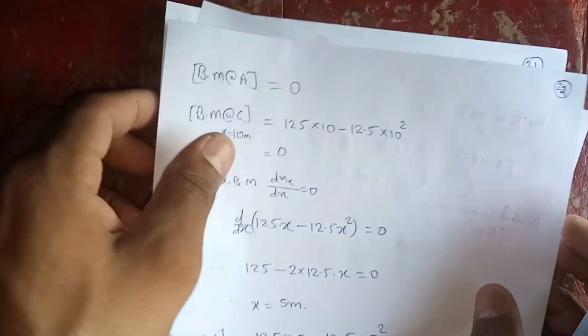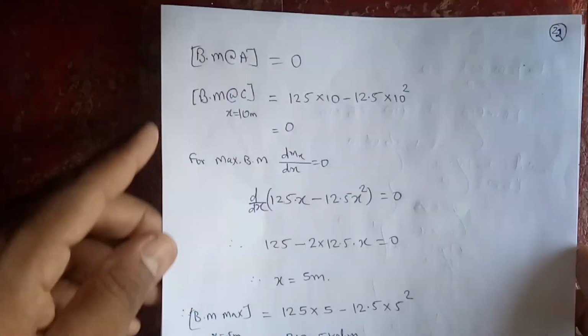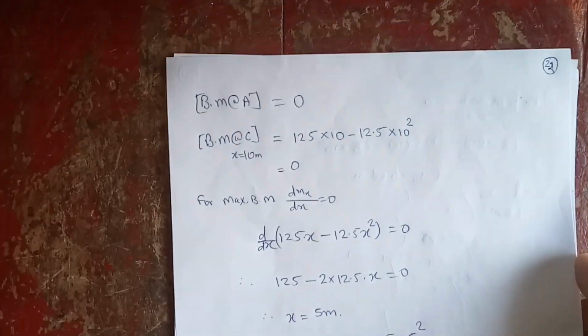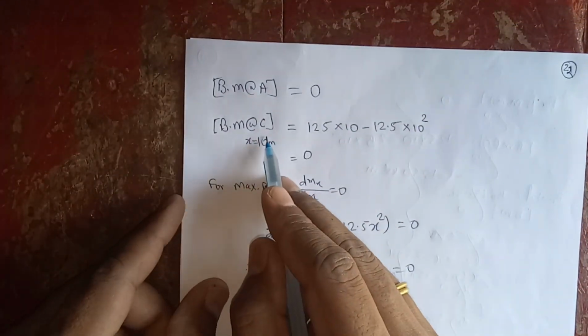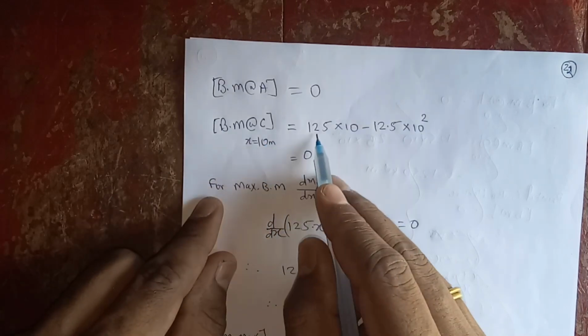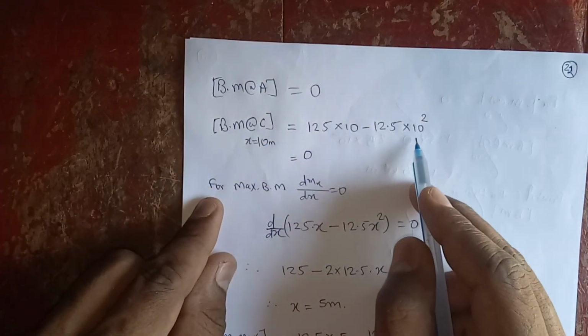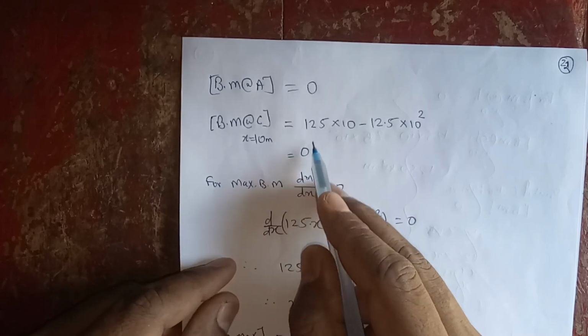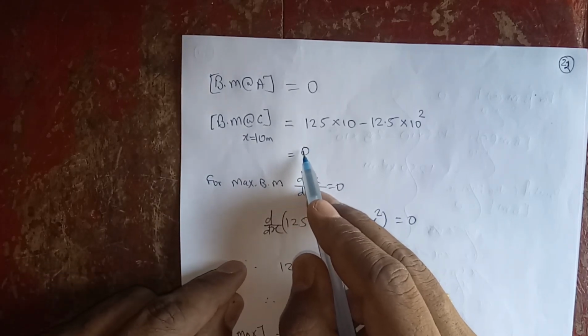Now we'll calculate bending moment. So bending moment at A will be 0, then bending moment at C, C is the crown. Now if you substitute x equal to 10 there, then we get 0. Then this is also a point of contraflexure.